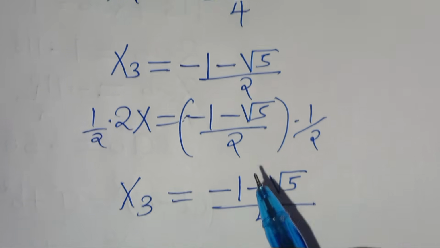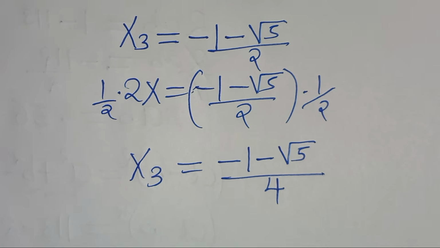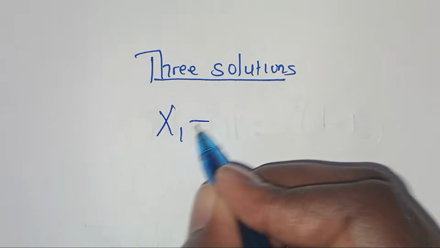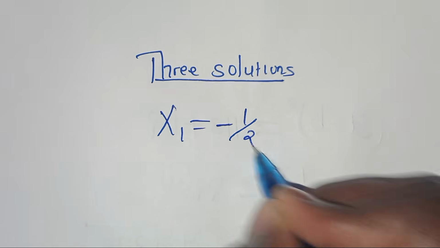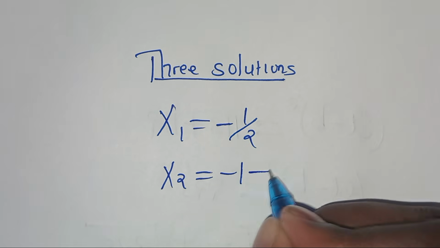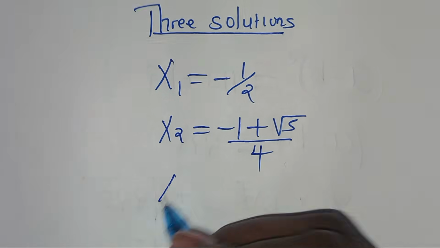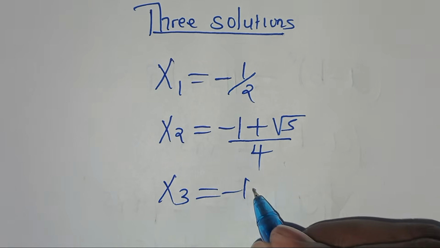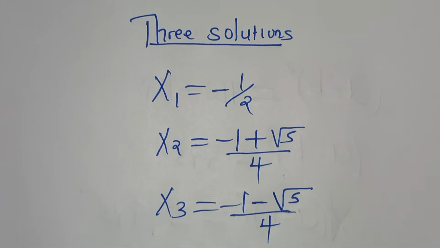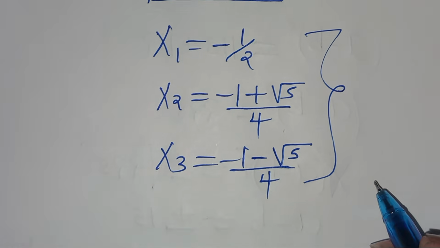And this implies we have 3 solutions here. x1 is equal to minus a half. x2 is equal to minus 1 plus square root of 5 over 4. Then x3 is equal to minus 1 minus square root of 5 over 4. Now these are the 3 solutions to this algebra problem.